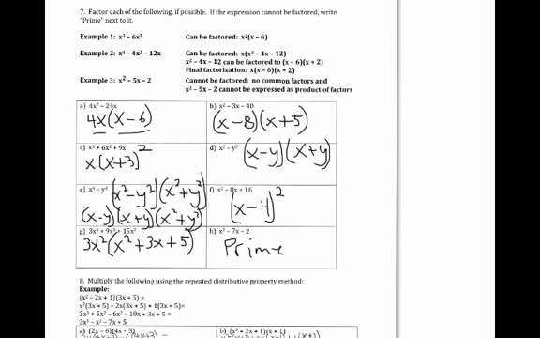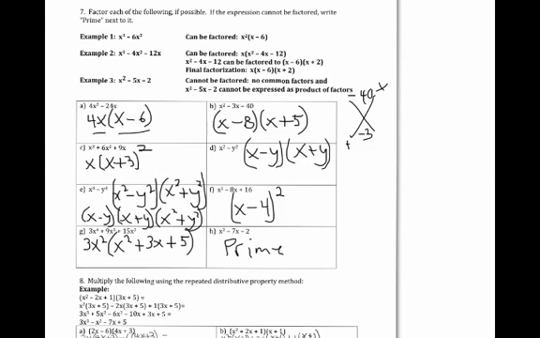x squared minus 3x minus 40. There are no common factors. So we need to see, are there two numbers that multiply to negative 40 but add to negative 3? And it turns out that negative 8 and positive 5 fit the bill, so we factor it to (x minus 8) times (x plus 5).